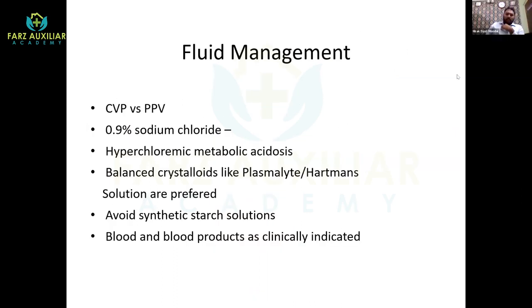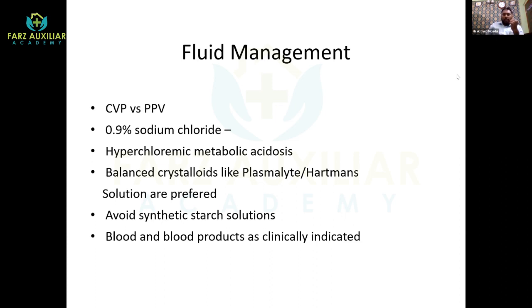Regarding fluid management, I've already said isotonic saline can be given, or you can give isotonic solutions like Plasma-Lyte. Usually we always monitor the normal CVP and PPV. Central venous pressure is usually kept at 8 to 12 millimeters of mercury.